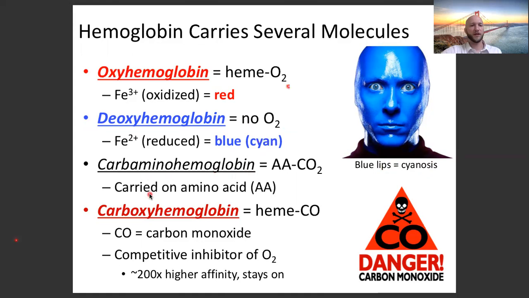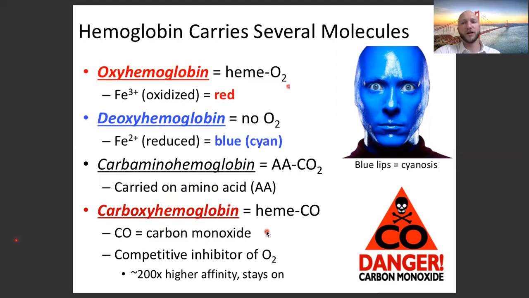Carbaminohemoglobin is when carbon dioxide is carried on the hemoglobin. Carboxyhemoglobin is when the hemoglobin is bound to carbon monoxide. So this is a very important one to know. Carbon monoxide is a dangerous molecule.